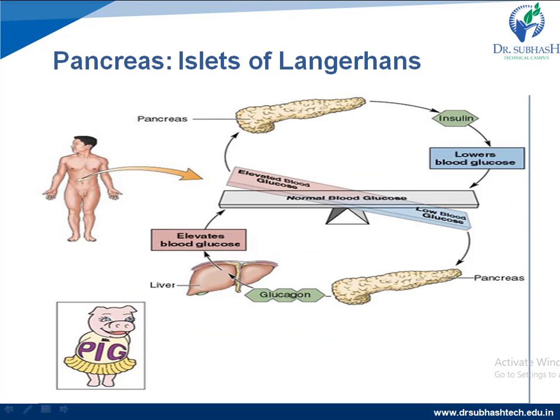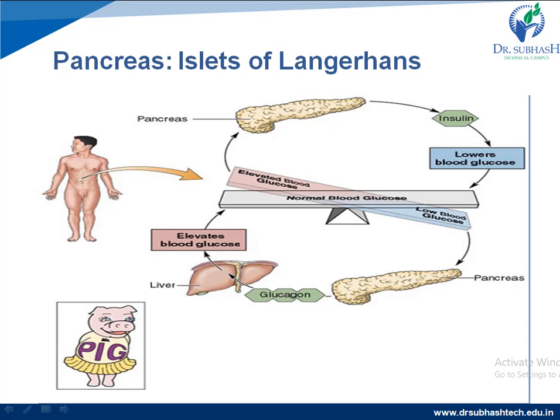How exactly is it balanced? Suppose there is an elevated blood glucose level, the pancreas will be stimulated to release insulin. Insulin lowers blood glucose level. How? The glucose available within the blood gets transported to the liver and is converted into glycogen.